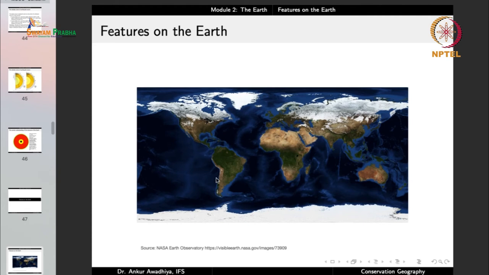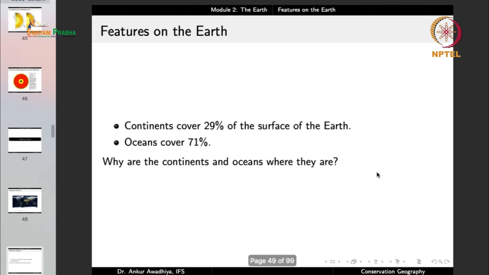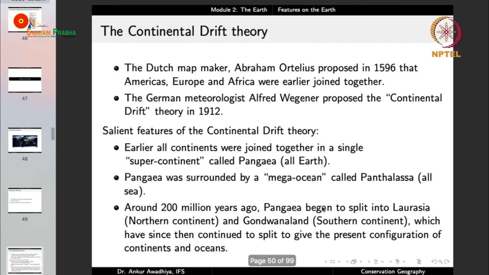And if you look at the Earth, there are certain portions that have land and there are vast portions that have water bodies. So the continents cover 29% of the Earth's surface, the oceans cover 71% of the Earth's surface. Now, in the features, we can ask the question, why are the continents and the oceans where they are? And in this case, we looked at the continental drift theory, which states that the continents are drifting.